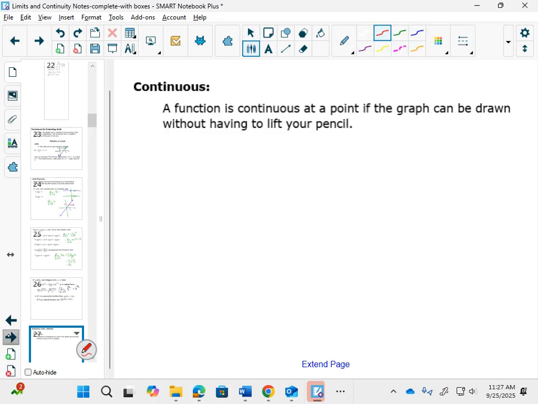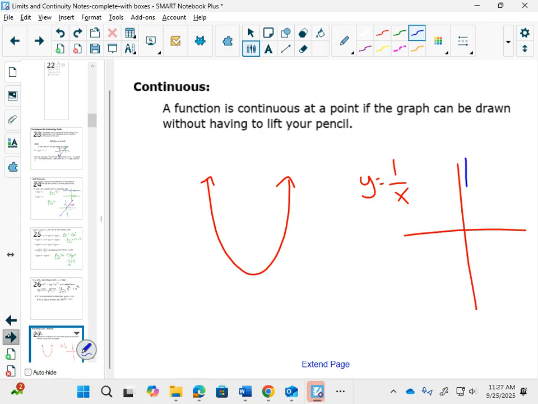Can you draw a parabola, the whole thing? Yes, without lifting your pencil. That makes it continuous. Almost every graph you've done so far has been continuous. There are some that have discontinuities. This one, you cannot graph without lifting your pen because one part is here and it is not joined to this part. You can't draw both parts without lifting, right?